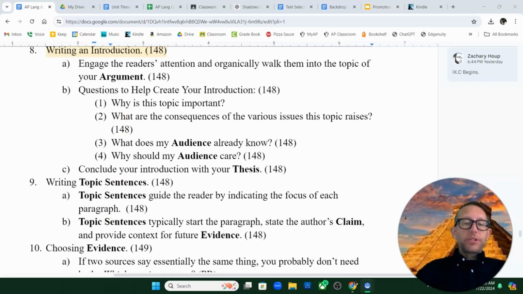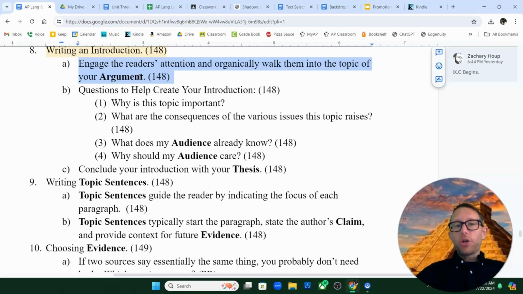So, first and foremost, as you might have anticipated, engage the reader's attention and organically walk them into the topic of your argument. Whatever your hook is, whatever that appealing little thing is that's going to make them want to keep reading and think, this person's got something unique and interesting to say, do it, okay? Ease us into where you're going with this issue.